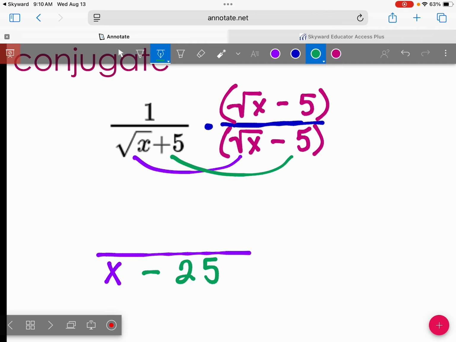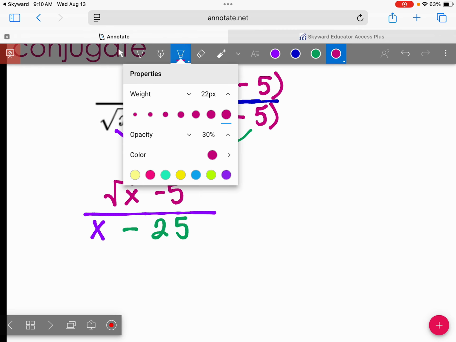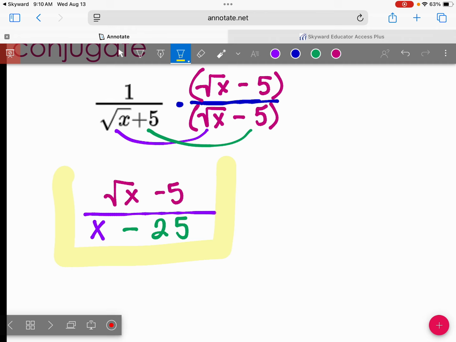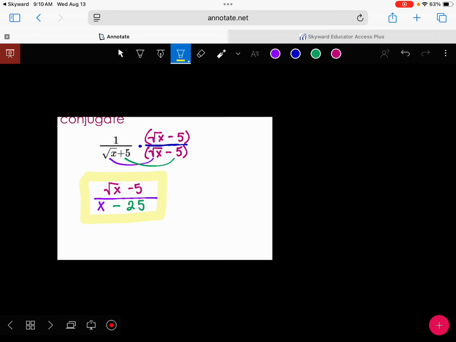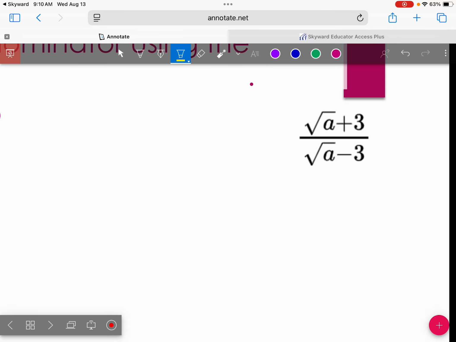Our numerator is going to be our 1 times what we had as our conjugate here. So our square root of x minus 5. And I know it doesn't look better, but technically, mathematically, it is. But what this does is this fixes those square roots in the denominator and gets rid of them. That's what we care about, is we got to get the square roots out of the denominator. And then we're going to try the same thing on the right-hand one.